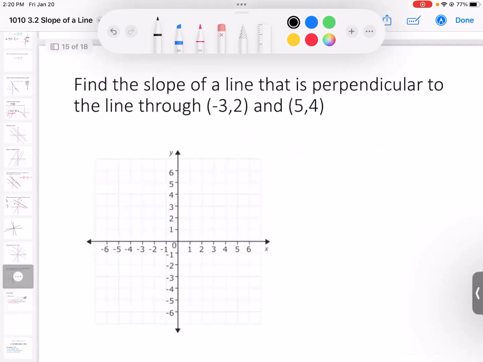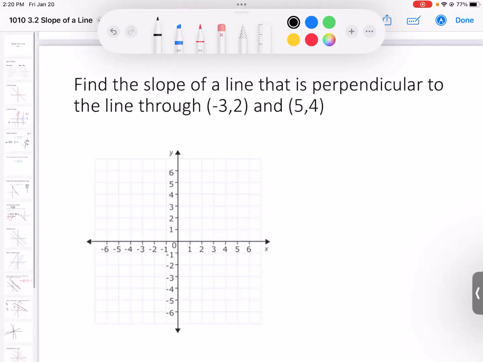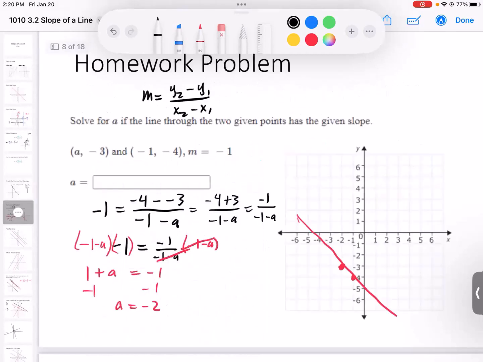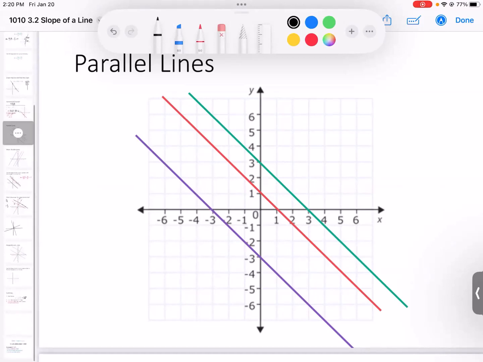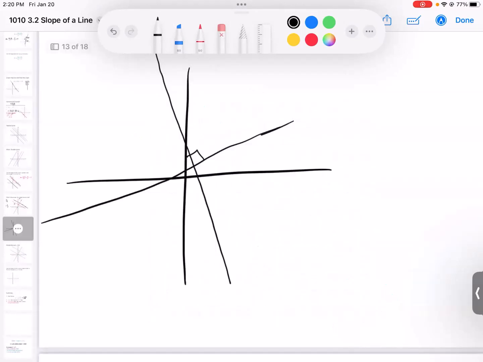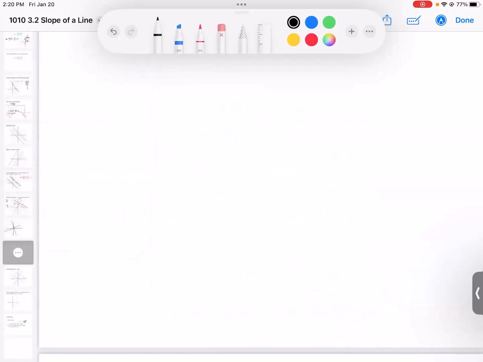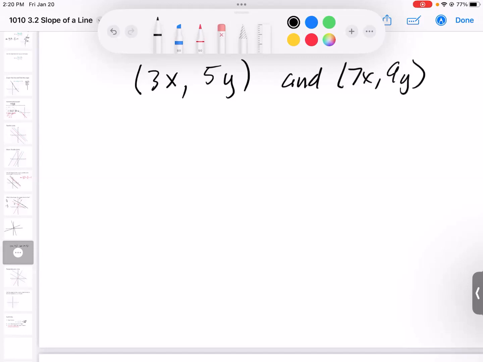I'm trying to remember. Oh, there is one more problem that a bunch of people had questions on. I think it might be, where was it? Oh, maybe I accidentally deleted it. Okay, well, I'll do my best to remember what it was. It was something like find the slope between the points 3x, 5y, and 7x, I don't know, 9y or something like that.